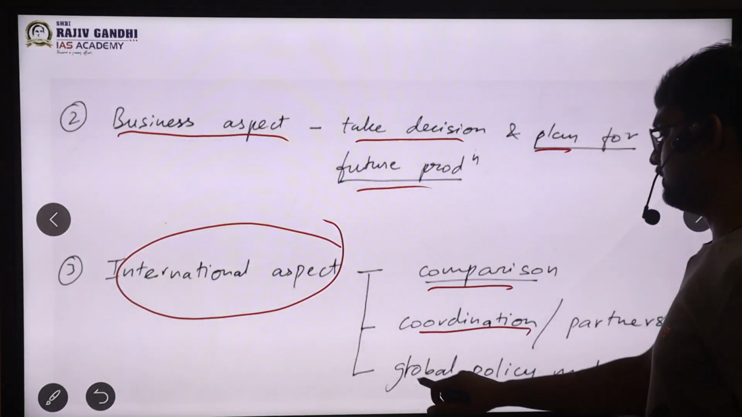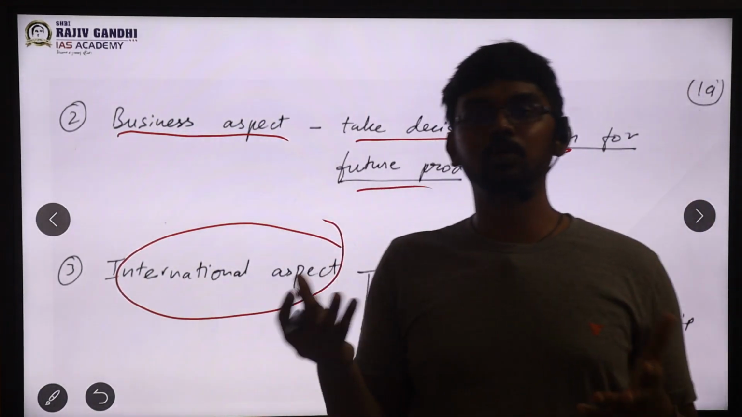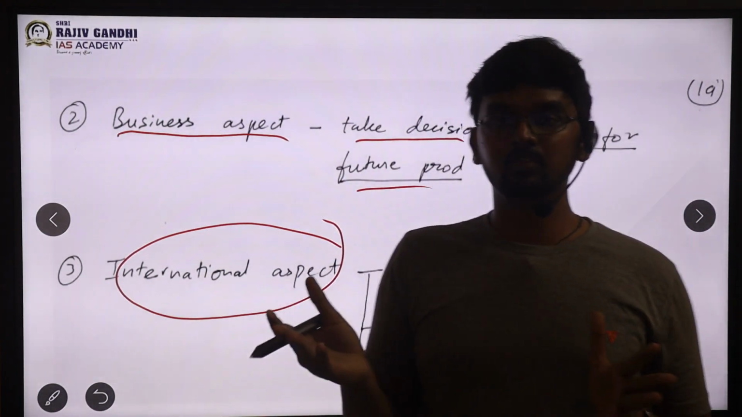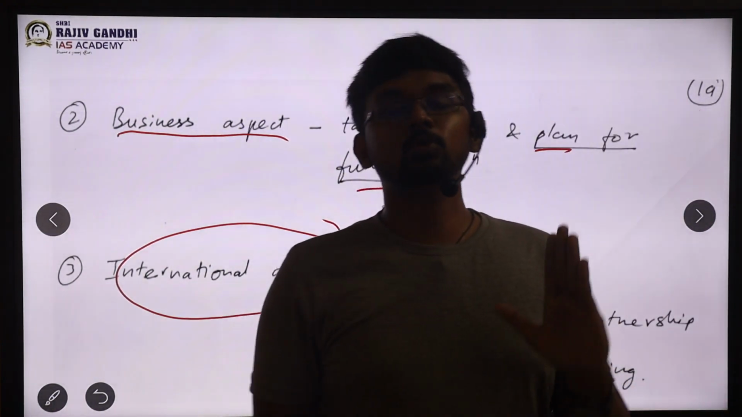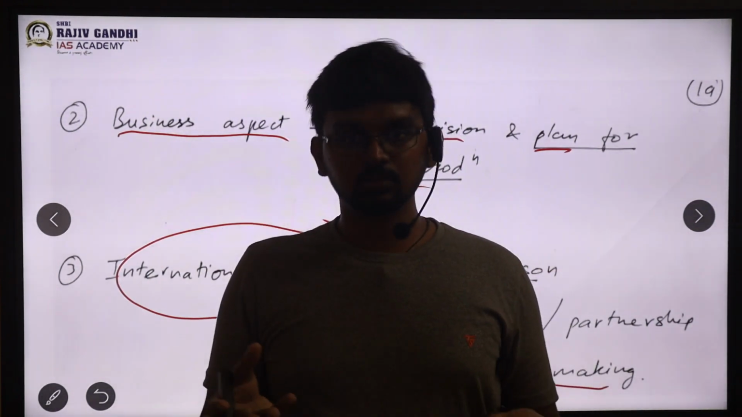Next, you will be looking at global policy making. What should be the policy making at the global level? For example, when you are fighting climate change, whether you should prioritize growth or how much growth should be compromised. All those things you need to know, sir.